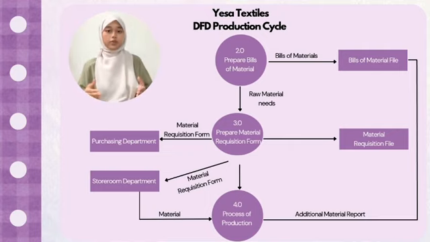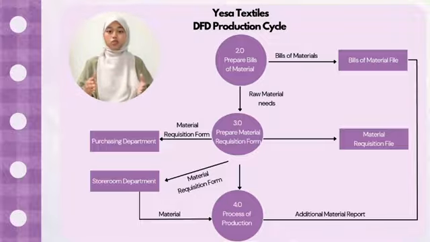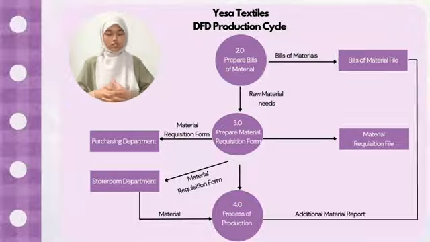Second, the same material requisition form is sent to the storeroom department, instructing them to release the materials that are already available in stock. At the same time, process 3.0 also records these transactions into the material requisition file, which acts as a data store to keep a history of all requisitions made, useful for tracking and audit purposes.